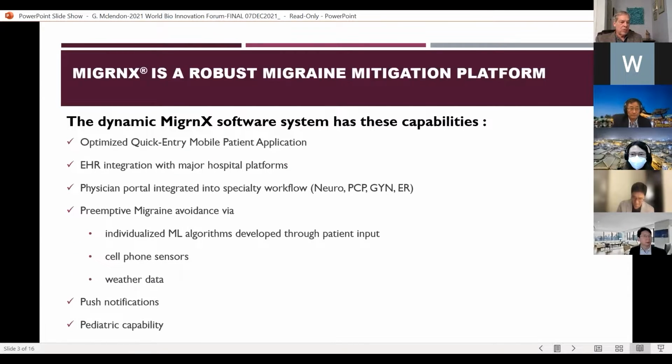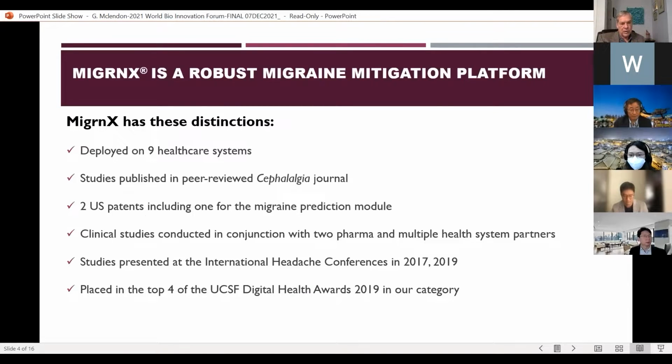So even though there are millions of people, you don't have to coordinate the data for millions of people. You just have to coordinate it for one person at a time. And so what we're doing is using a migraine mitigation platform, basically a smartphone application. You can download this from your favorite site, either Google Play or the App Store. And we'll just show you quickly what it does.